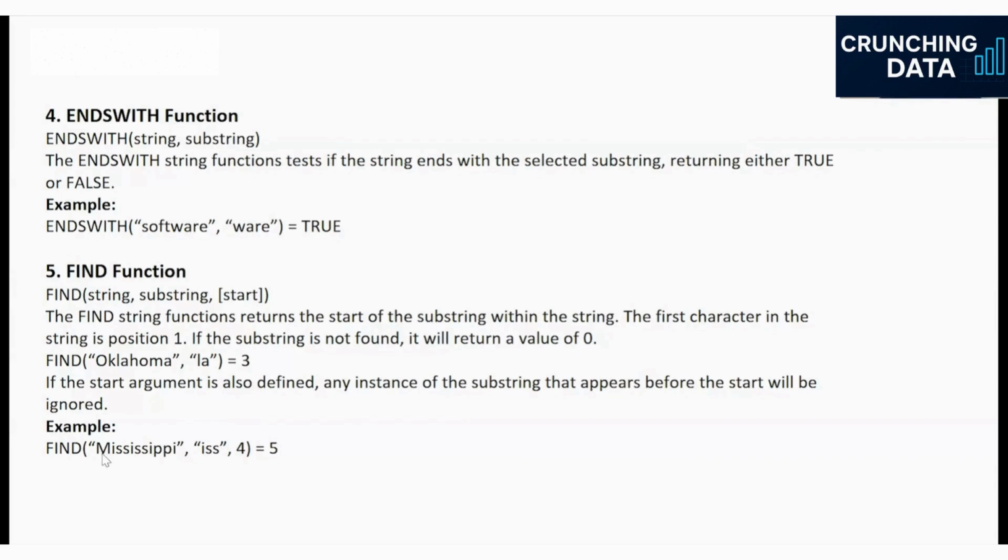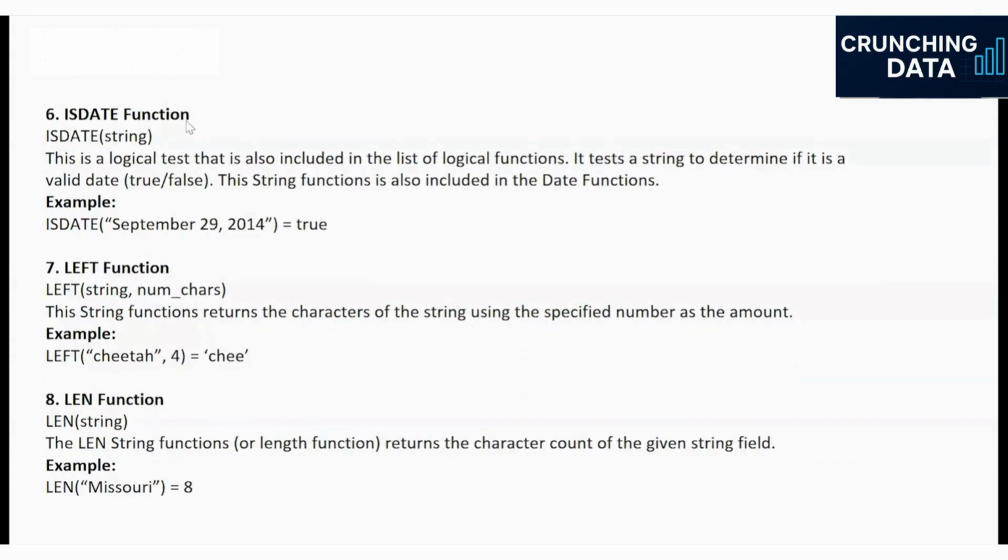Then we have the isDate function. In this isDate function, what we try to do is we try to pass the string. We don't pass the date function like order date or shipping date. We don't pass these kinds of values because those are already the date type of data. We try to pass the string values.